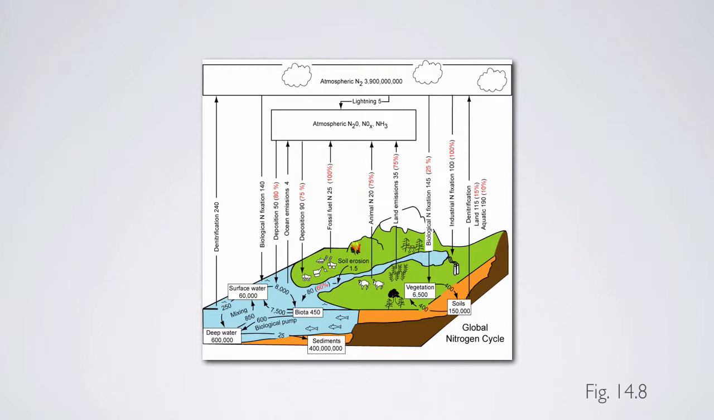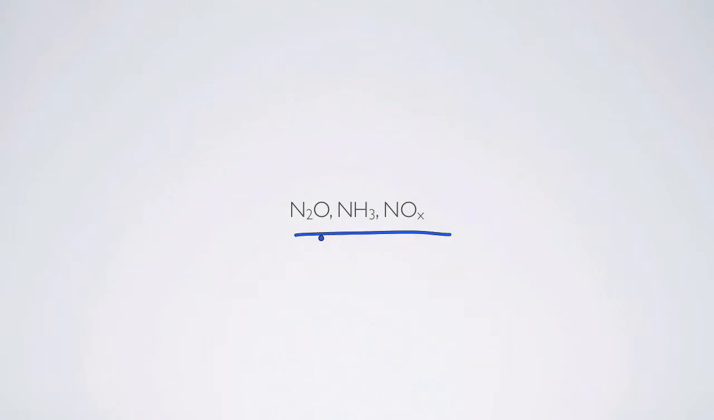All of these gains that we get from additional fixation are balanced to a certain degree by patterns of denitrification and gaseous nitrogen loss associated with animals. And that's really led to an increase in the amount of reactive nitrogen in the atmosphere: N2O, nitrous oxide, NH3, and different oxides of nitrogen.